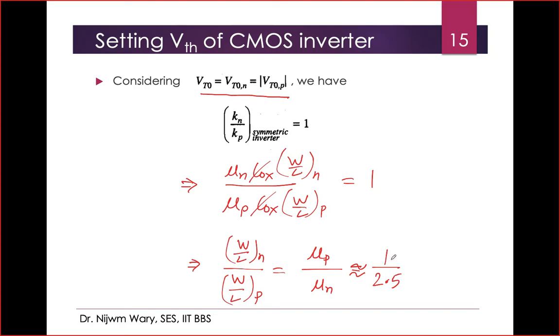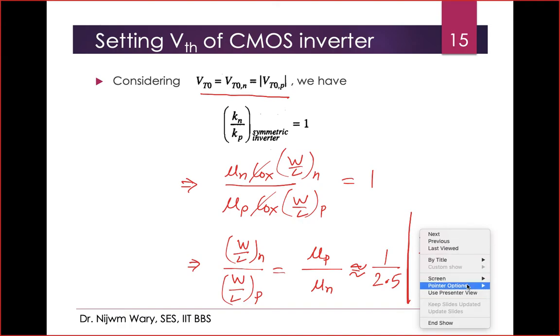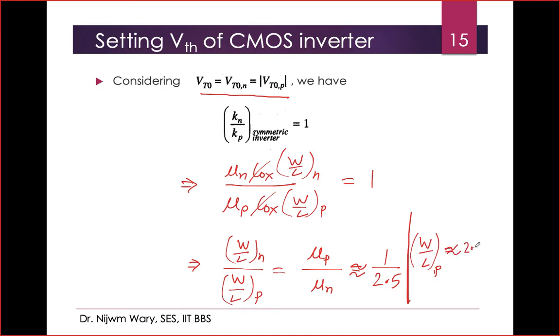mobility of the holes. So basically what I will have here now is the ratio of N to P. So what I will get is that W by L of the PMOS device is approximately, not equal basically, approximately 2.5 times the W by L of N. So this is my final conclusion.